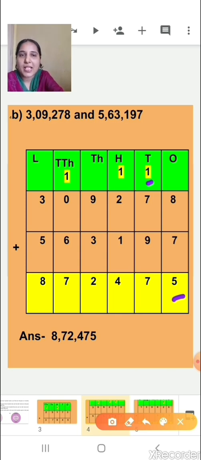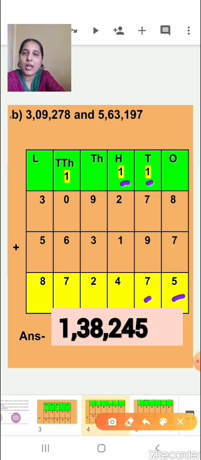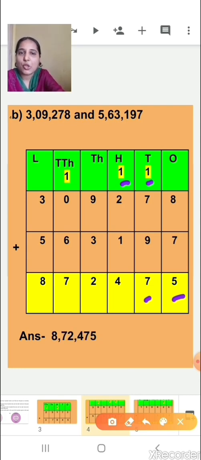Now 1 plus 7 plus 9, 17. So 7 we will write here and 1 again will be carried over to hundreds place. Now add the hundreds. So 1 plus 2 plus 1, 4 that we have written here. Now there is no carryover. So now let's move to thousands place. So 9 plus 3, 12. So 2 we have written here and 1 will be carried over to the 10,000 place. So 1 plus 0 plus 6, 7.